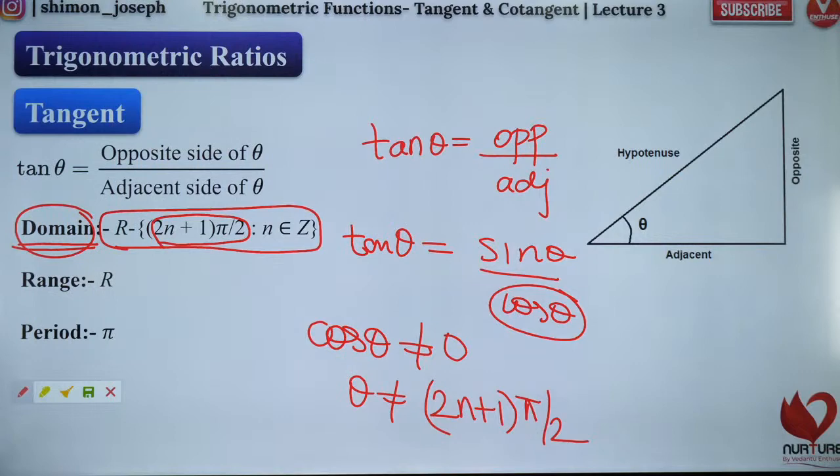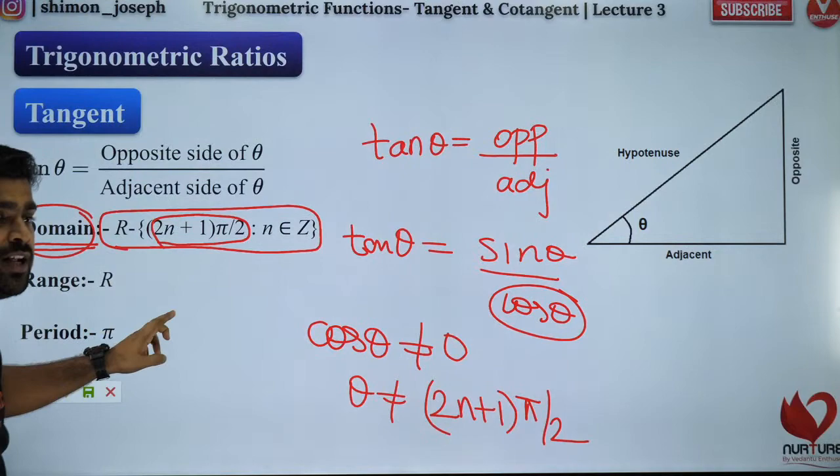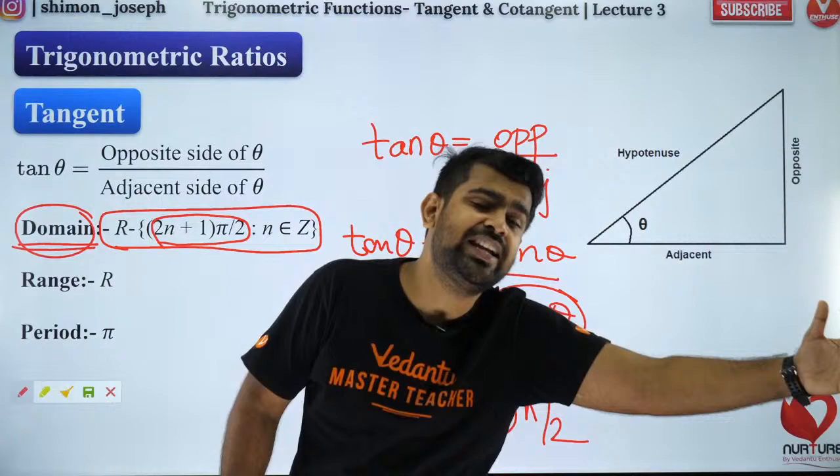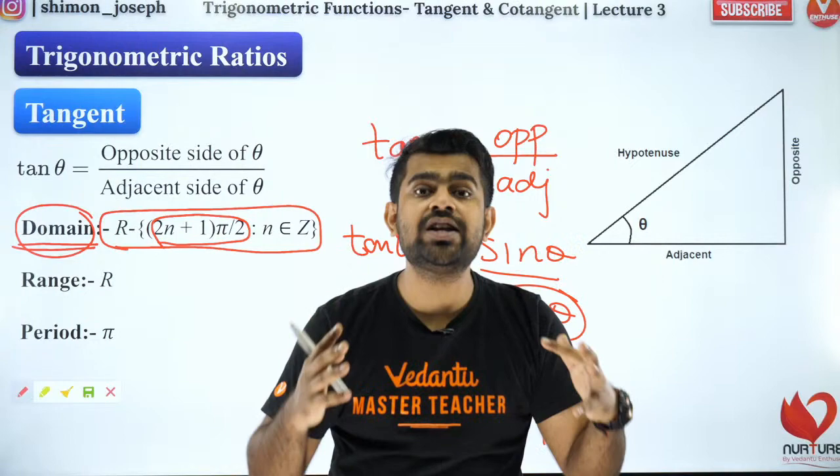Range, I just told you, right? We only looked at it together. Range is all real numbers. It takes from minus infinity till plus infinity, all the values, and that is why the range of tan theta as well as cot theta will be all real numbers.